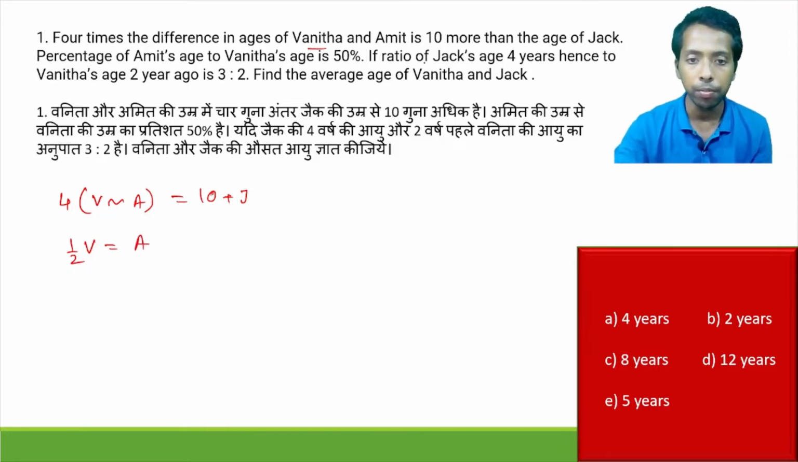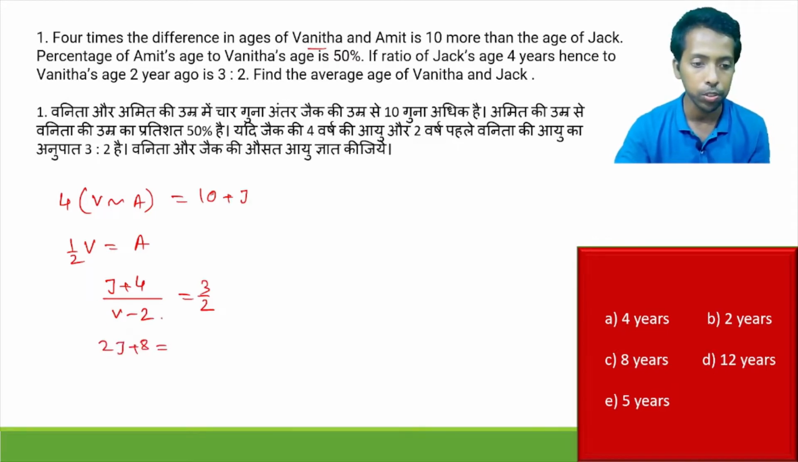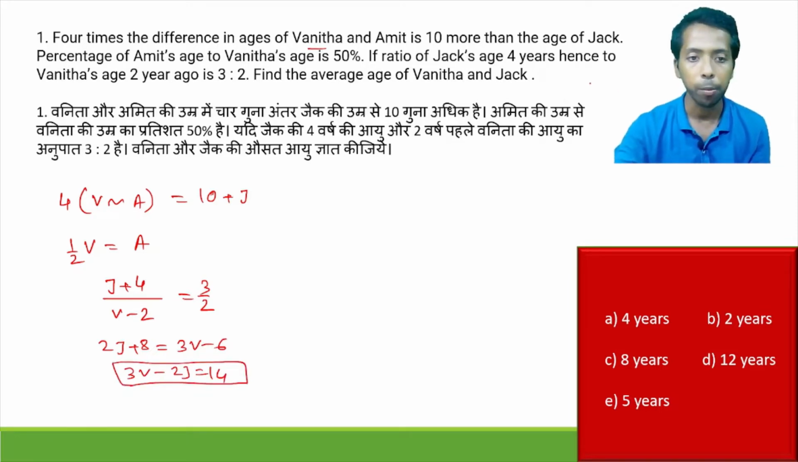If the ratio of Jack's age 4 years hence and Vanita 2 years ago is 3:2. A ratio format is given. Jack is 4 years after and Vanita's age 2 years before, that is given as 3/2. Just try to reduce it. The form here, that is 2J plus 8 equals 3V minus 6. Okay, so this is the equation, right? Now find the average age of Vanita and Jack. So from this part, we can use this here in this first set.